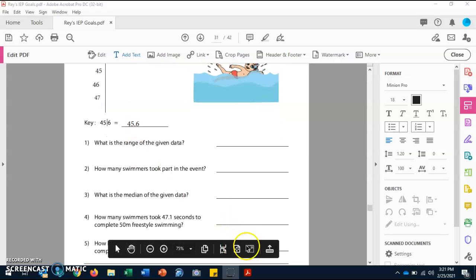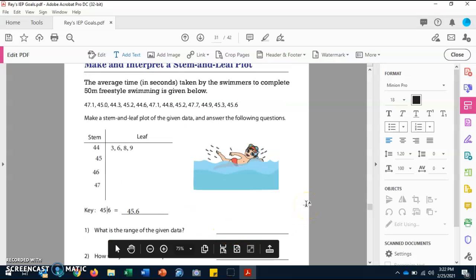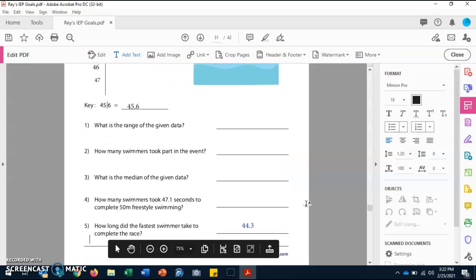Yes, awesome job. It is 44.3. So that is the amount of time the fastest swimmer took to complete the race. Awesome job, Ray.